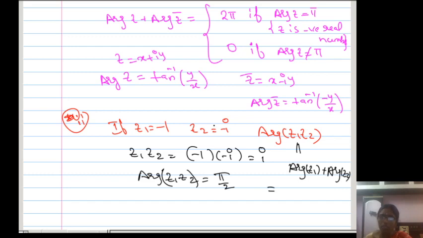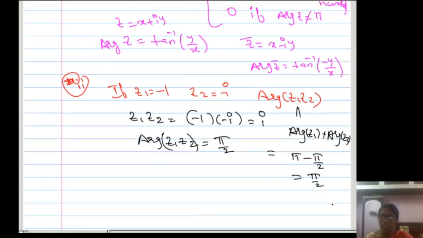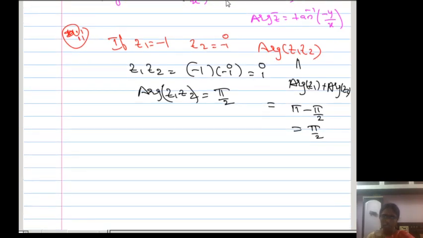Or it is equivalent to argument of z1 plus argument of z2. Because the argument of z1, minus 1, is pi, and the argument of z2, minus i, is minus pi by 2. So pi minus pi by 2, which is pi by 2. Any way you do it, you get the same answer. Third one.